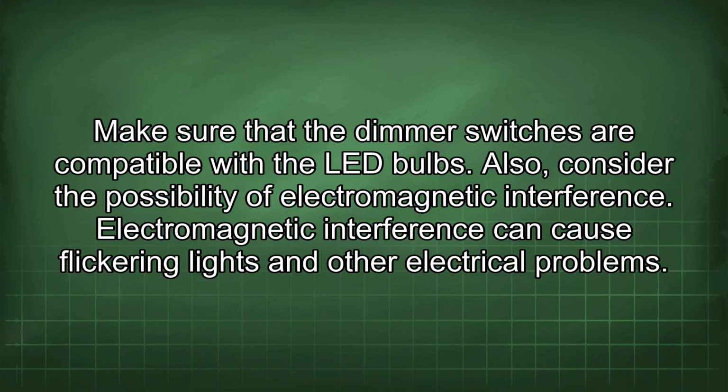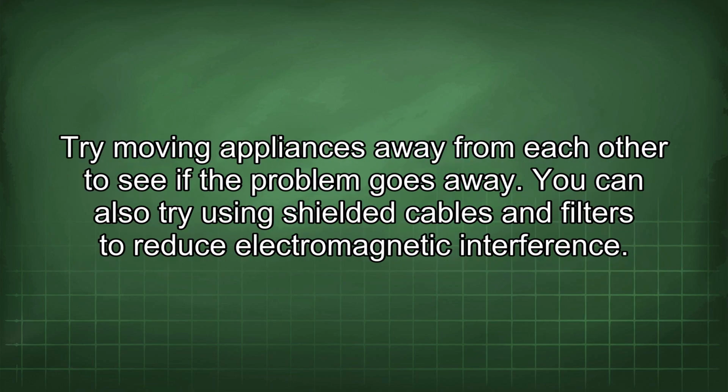Also, consider the possibility of electromagnetic interference. Electromagnetic interference can cause flickering lights and other electrical problems. Try moving appliances away from each other to see if the problem goes away. You can also try using shielded cables and filters to reduce electromagnetic interference.